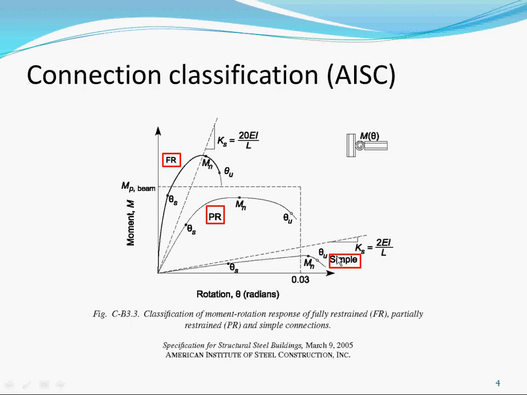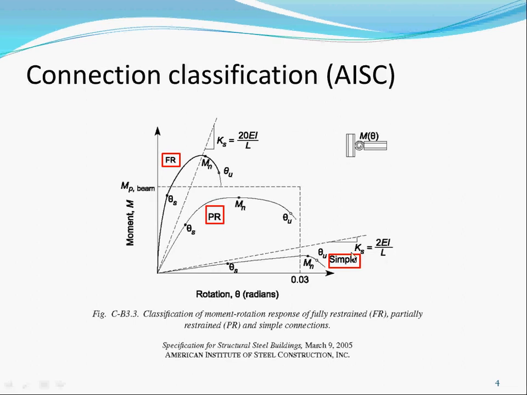The difference between a simple, PR, and FR connection is basically the stiffness. If you're at 2 EI over L or less, then you consider it a pin connection. If you're at 20 EI over L or more, then you consider it an FR connection. Anywhere in between is what's called a PR connection. That's how they define it. EI is the modulus from the column that you're looking at, and L is the height of the column. I'll do some calculations for our testing later and see where we fall.